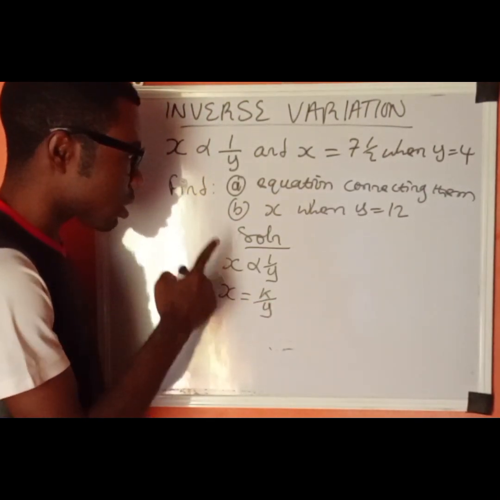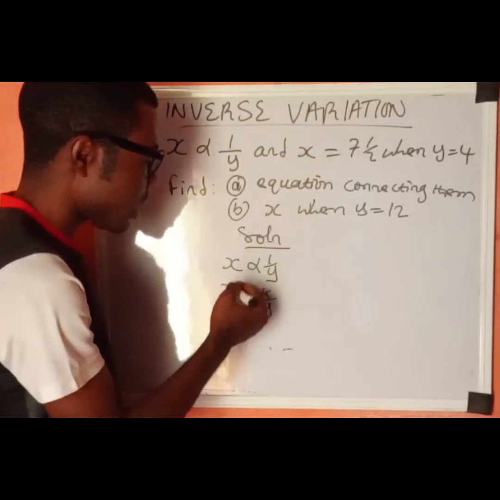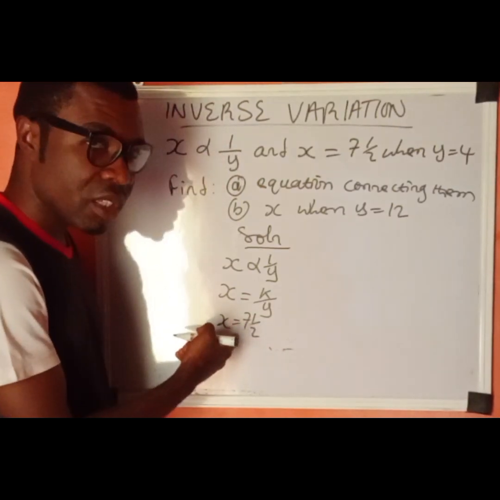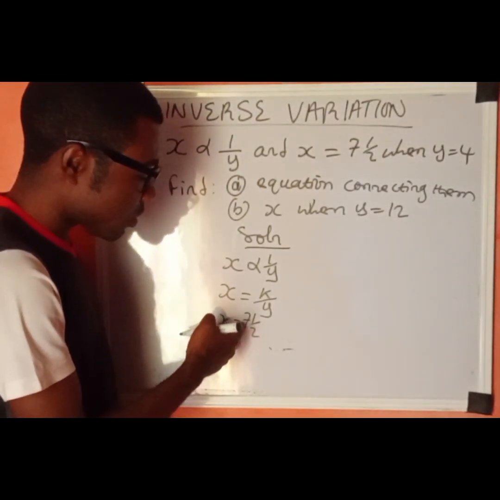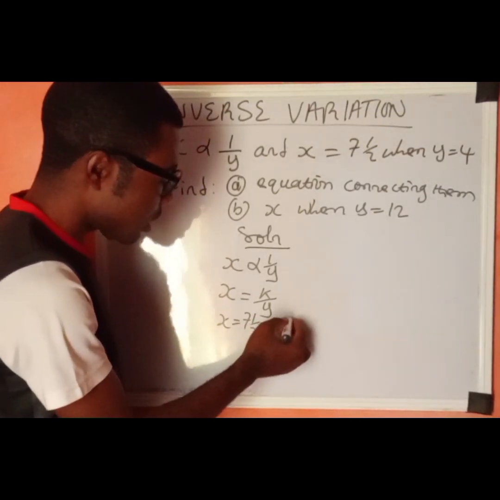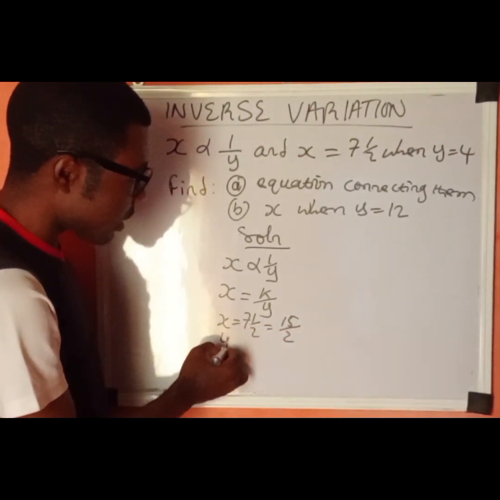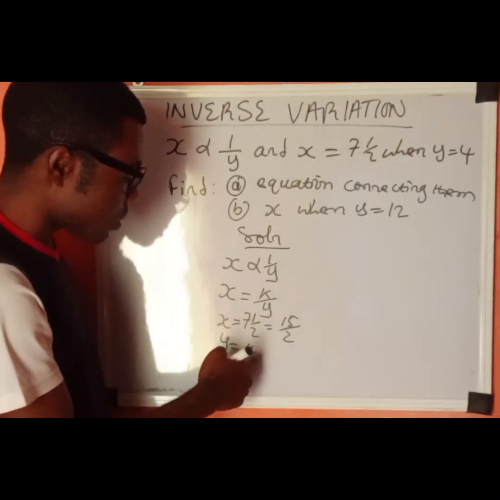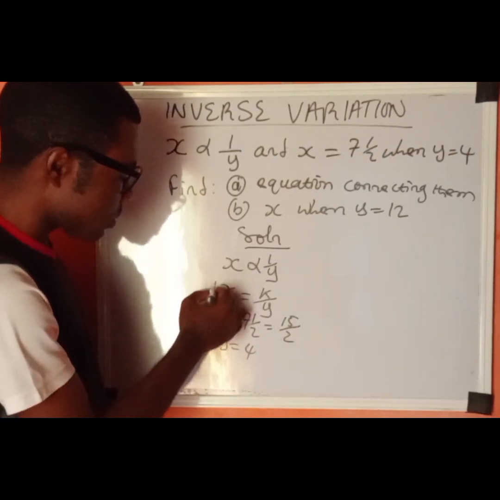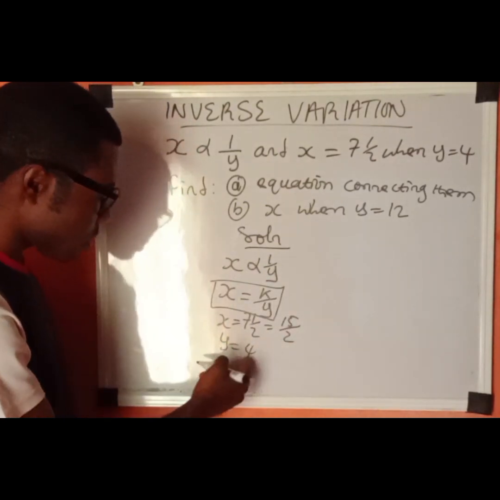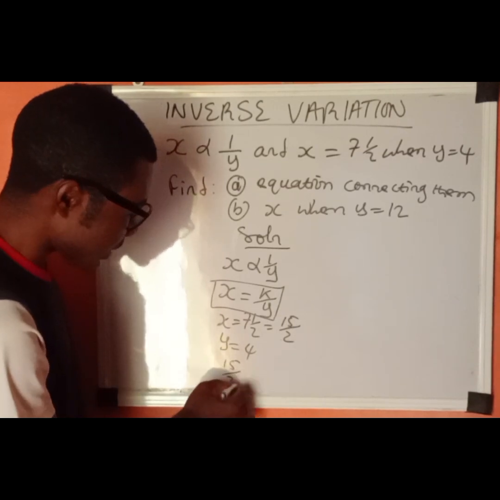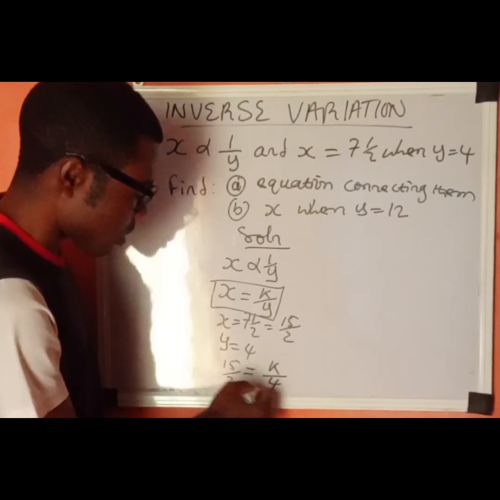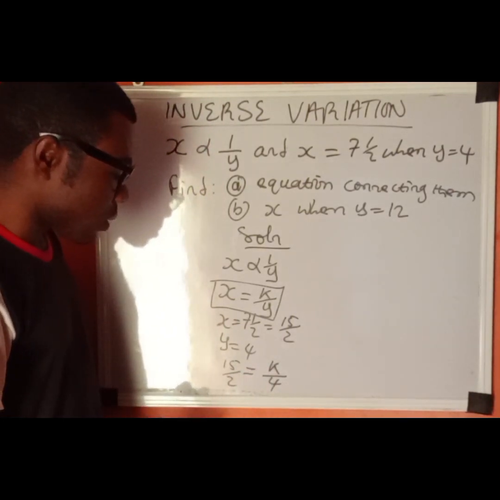Then you substitute. x is 7.5, and I said you can't use a mixed fraction, so you change it to an improper fraction. 7 times 2, 14, plus 1, we have 15 over 2, and then our y is 4. So you substitute 15 over 2 and 4 into this equation because this is the equation connecting them. So when we substitute that, we have 15 over 2 as x equals k all over y is 4, and we have this. So we can now solve for k.